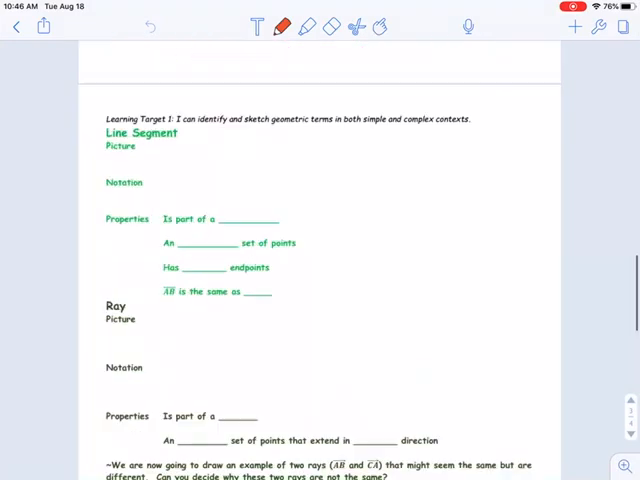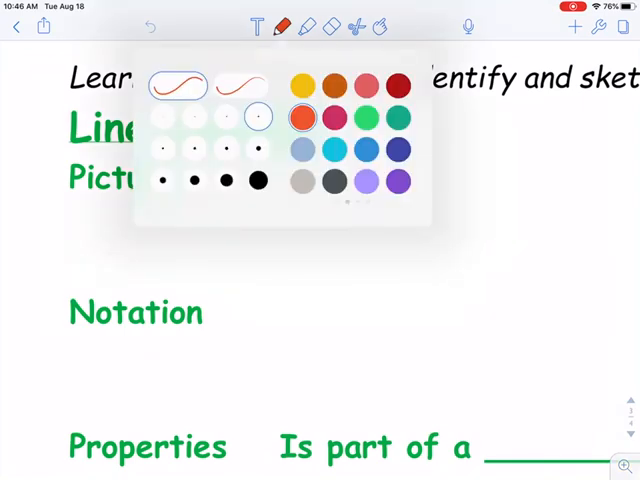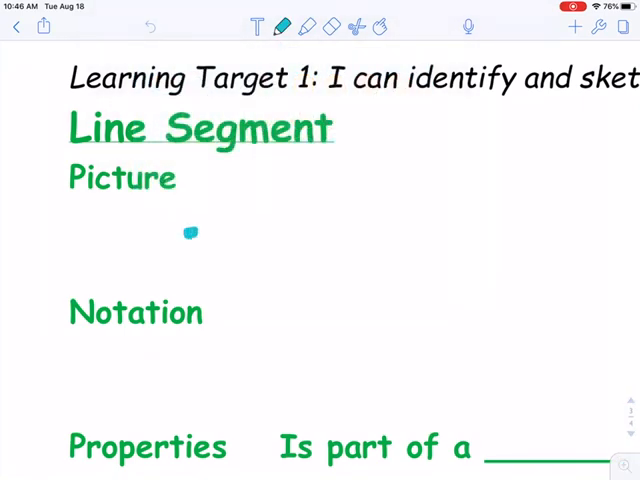All right, so now we're moving on to the mighty line segment. This is what a line segment looks like. It's different than a line. Why? It has a definite beginning and a definite end.